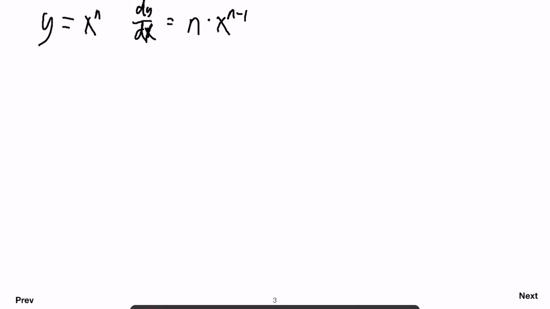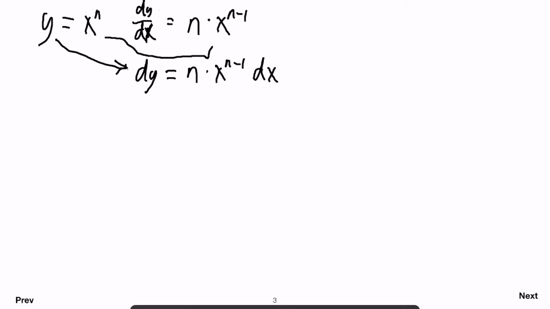Okay, so now I can multiply both sides by dx, say that dy equals n times x to the n minus 1 dx. So now on the left side I have the differential of the left side, and on the right side I have the differential of the right side. So I've converted this from a kind of heavy operation to a light operation. What I mean by that is that I can go from y to dy with just a simple operator.